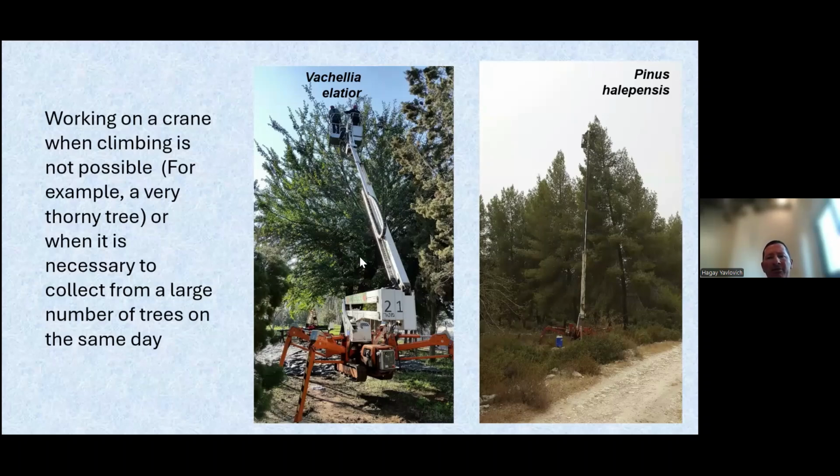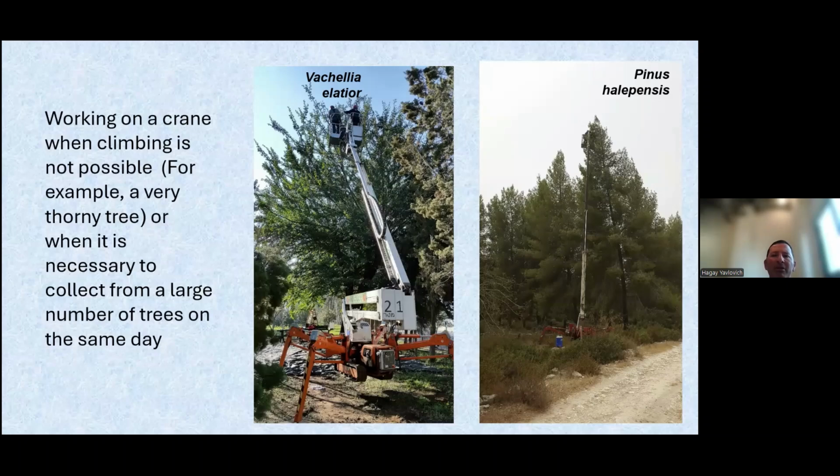And you can see here in the left picture, the Vachellia elatior. This tree is very spiny, so it's really difficult to climb. Okay, it's a very thorny tree, so it's impossible to climb. So we have no option but to bring the crane and take all the pods from the tree and continue, even if it's more expensive. This is the only option.